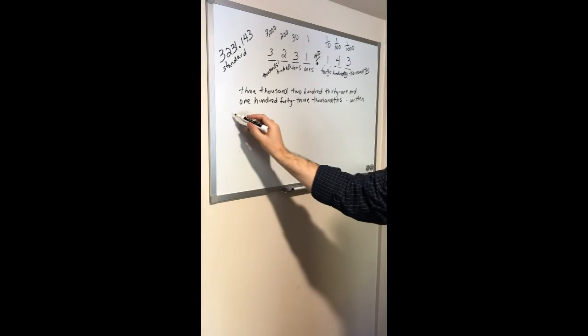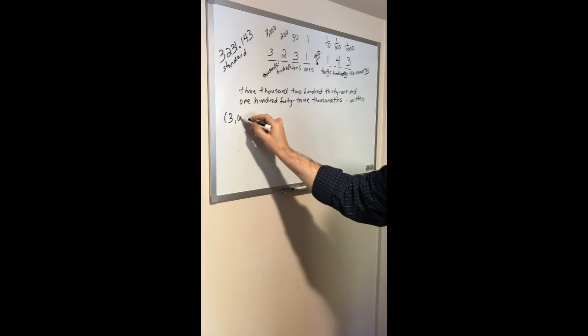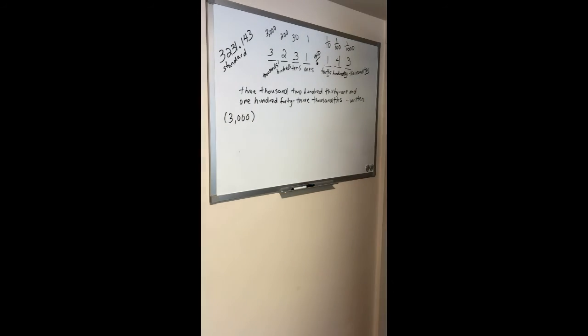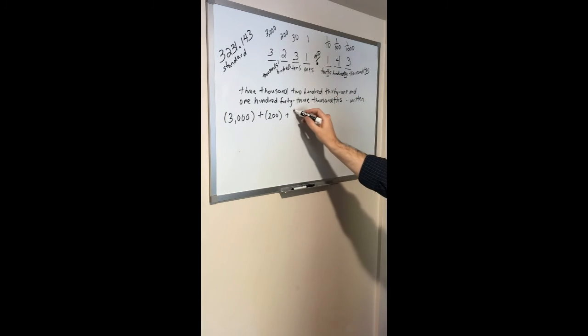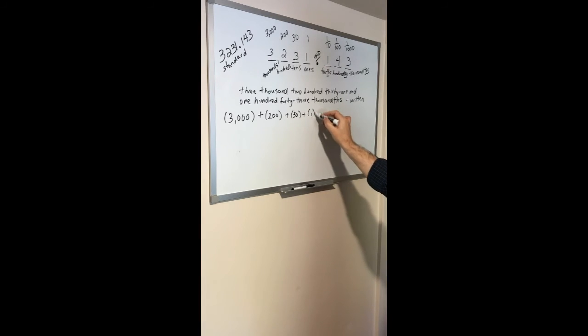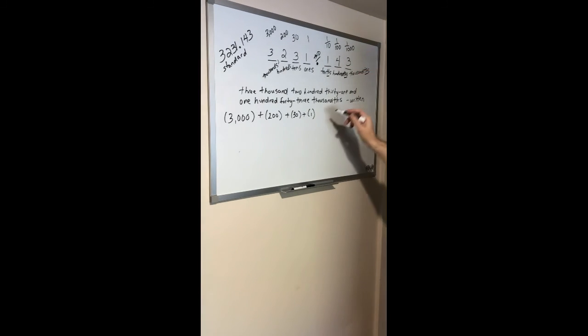The first one is 3,000. And we're going to add that to 200. And we're going to add that to 30 and 1. And then we're going to take the 1 tenth and the 4 hundredths, so that's 4 hundredths, and then 3 thousandths. Now that's one way to write it in expanded form, but you're going to learn an even fancier way.